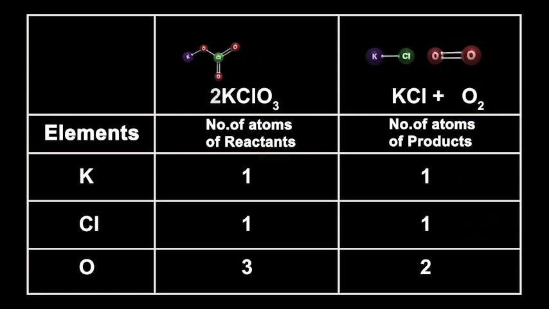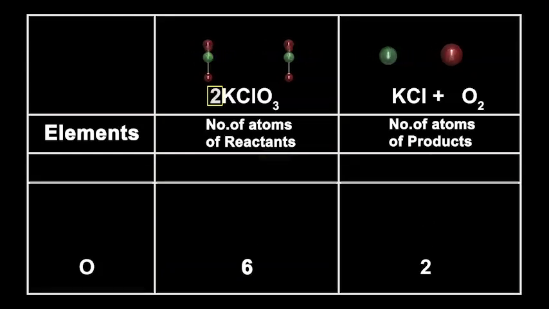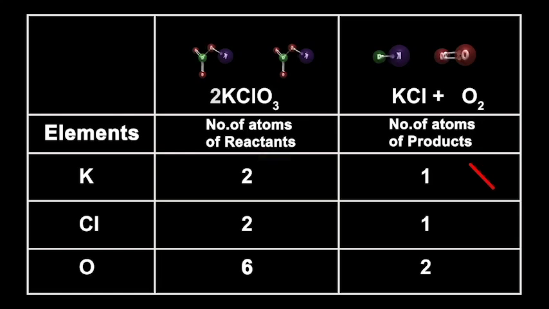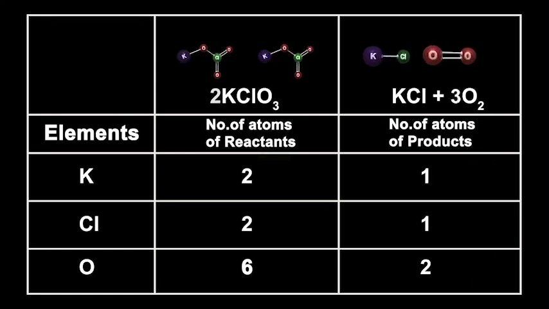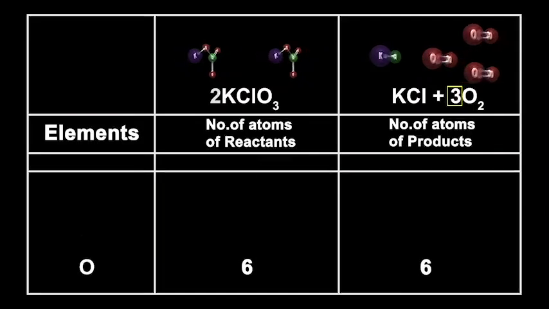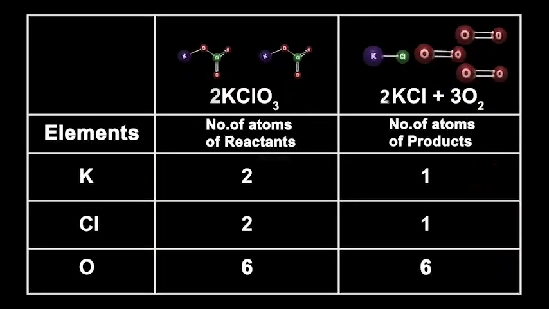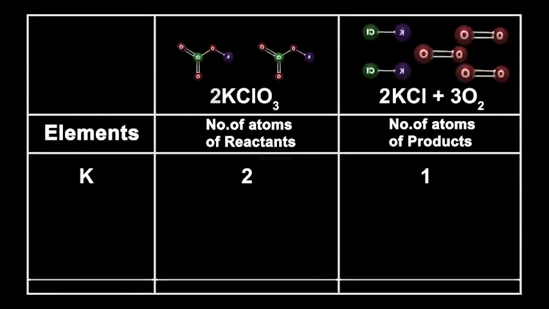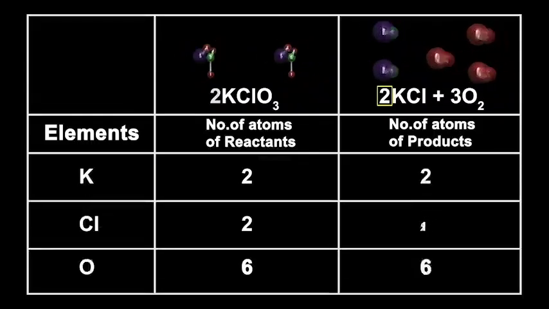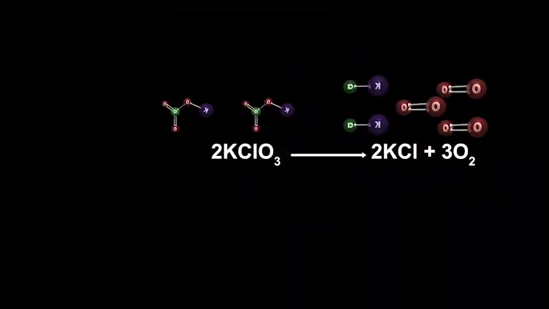To balance oxygen, we multiply by 2 on the reactant side. By this, oxygen becomes 6, chlorine becomes 2 and potassium becomes 2 on the reactant side. On the product side, we multiply by 3 to the oxygen molecule so that oxygen is balanced on both sides. K and Cl are not balanced. To balance chlorine and potassium, we multiply by 2 on the product side. Finally, the balanced chemical equation is 2KClO3 gives rise to 2KCl plus 3O2.